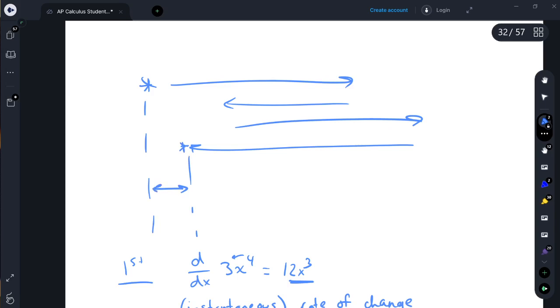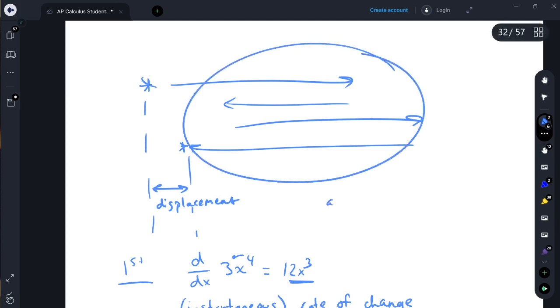This would be our displacement, right? And then the entire path going back and forth would be our total distance, so kind of adding up all of those distances. Meaning it doesn't matter if it's going left or right, we're just going to call it positive. That's going to become our total distance.